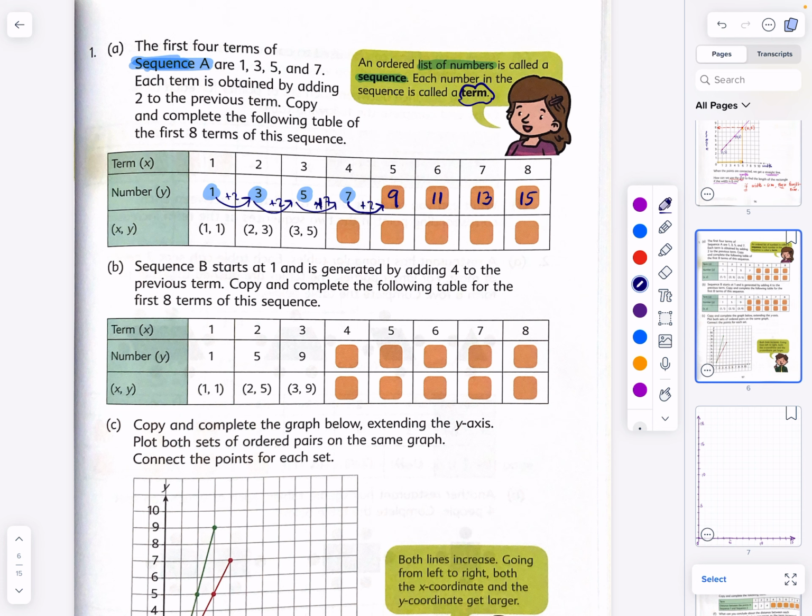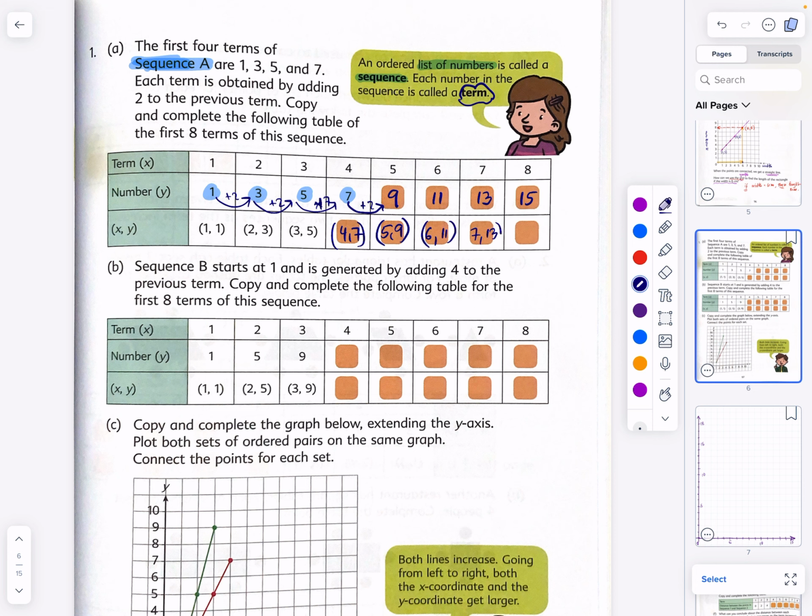First term is 1, 1. The second term is 2, 3, 3, 5, 4, 7 in parentheses. 5, 9, right? Fifth term is 9. Sixth term is 11. Seventh term is 13. And finally, eighth term is 15. We only need 8 terms. Okay, very good. So that's our sequence A.